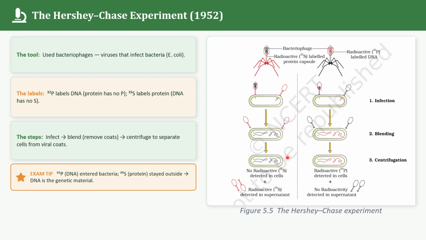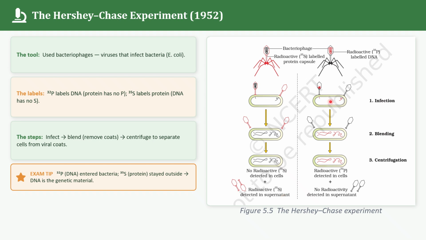Then scientists checked where the radioactivity was present. So they observed that the bacteria showed no radioactivity. The supernatant contained the radioactive sulfur. Yes, the supernatant contained the radioactive sulfur. And what was the conclusion? Protein never entered the bacterial cell. It remained outside. Therefore, protein is not the genetic material.